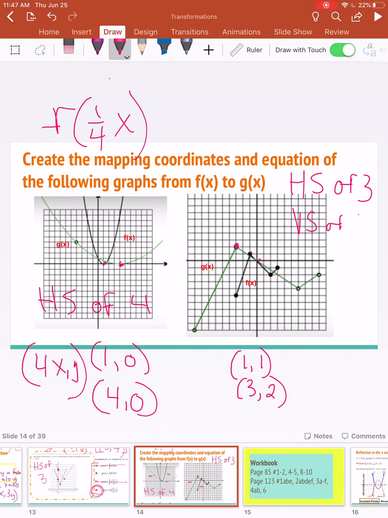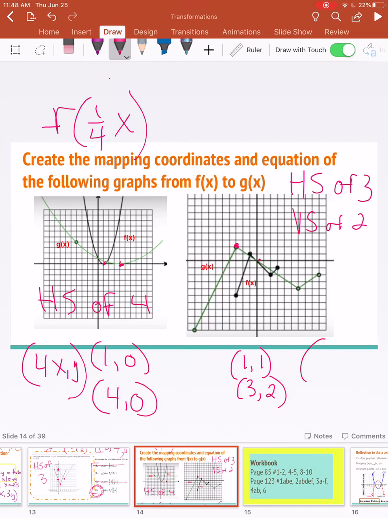However, don't be lazy. Don't stop at one point. I would check all of these points, or at least probably 1 or 2 more, and make sure that was true for all the points. So that's a big mistake I see kids do. Don't get lazy. So now that we know what's happened here, we can write our mapping coordinates.